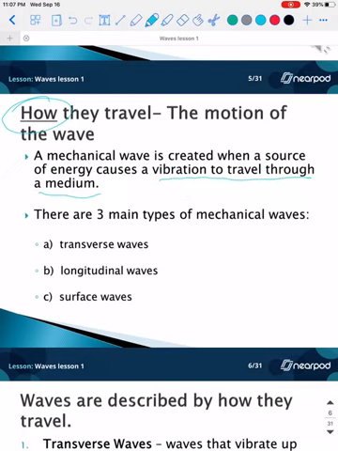Alright, and the three main types of mechanical waves are your transverse waves, your longitudinal waves, and your surface waves. We don't do too much with surface waves. They're what we covered a lot in 6th grade, so this is more like earth science type stuff. But we do brush over it really quickly. Our main two are going to be these two. These are the main two that we're going to be discussing this year.